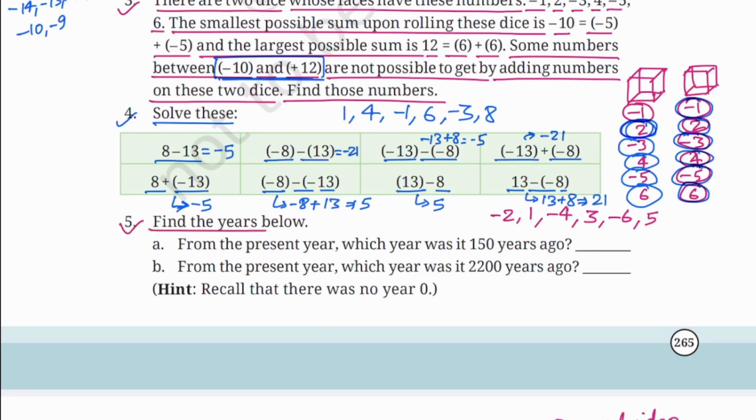5. Find the years below. 1. From the present year, which year was it 150 years ago? If I take present year as 2025, then you have to subtract 150.